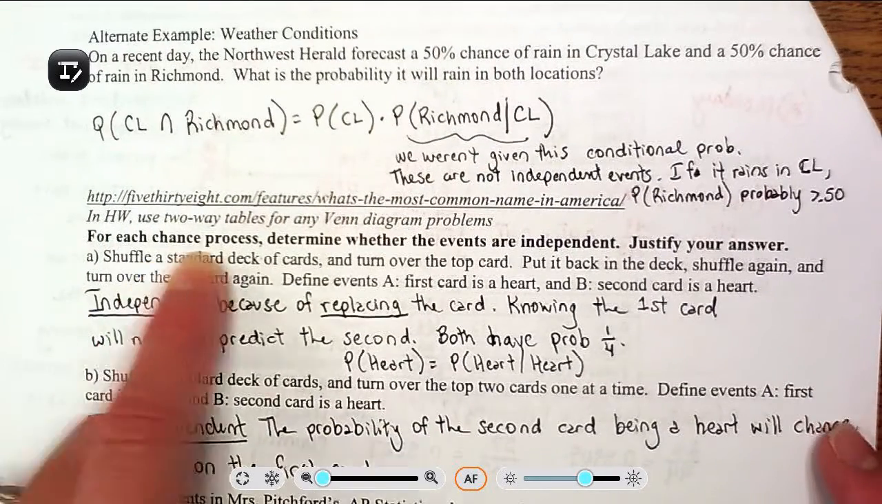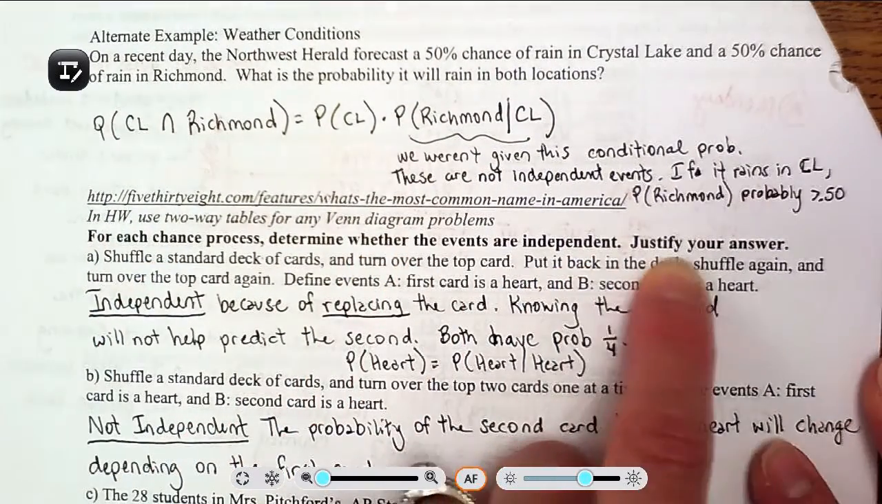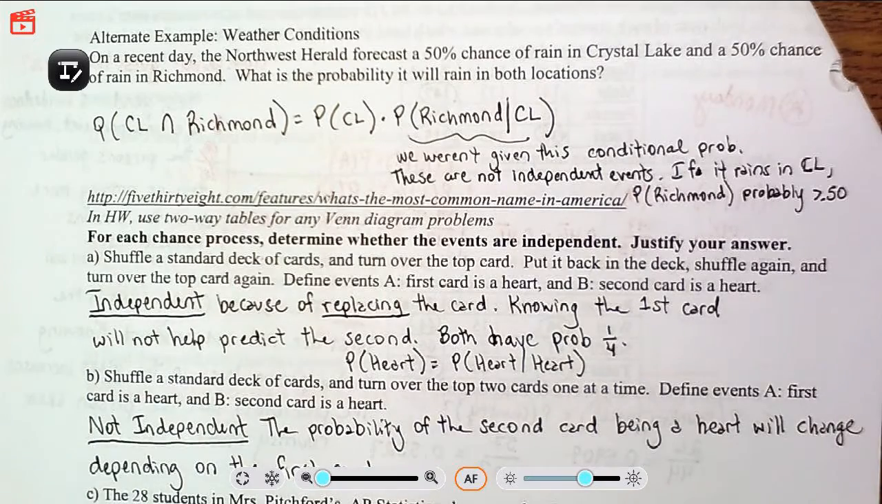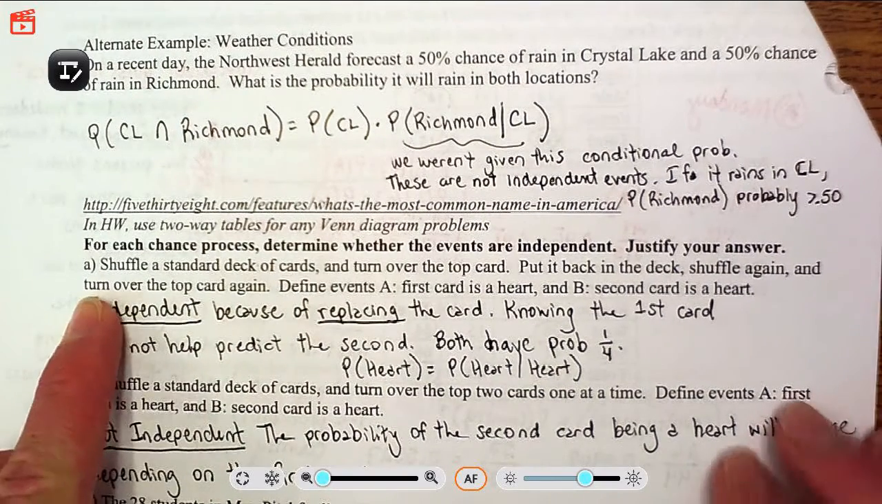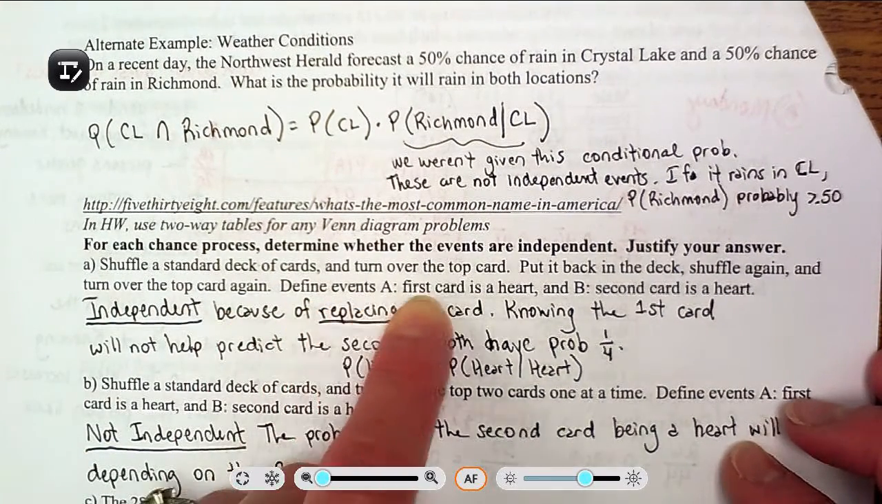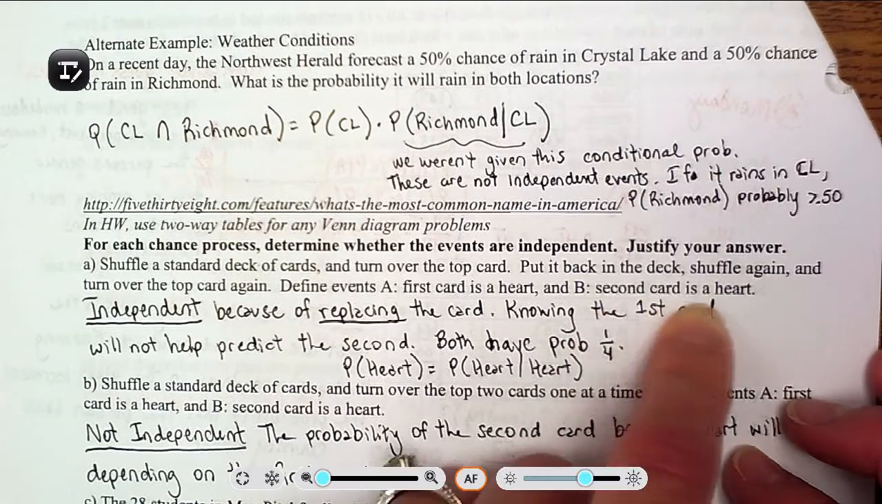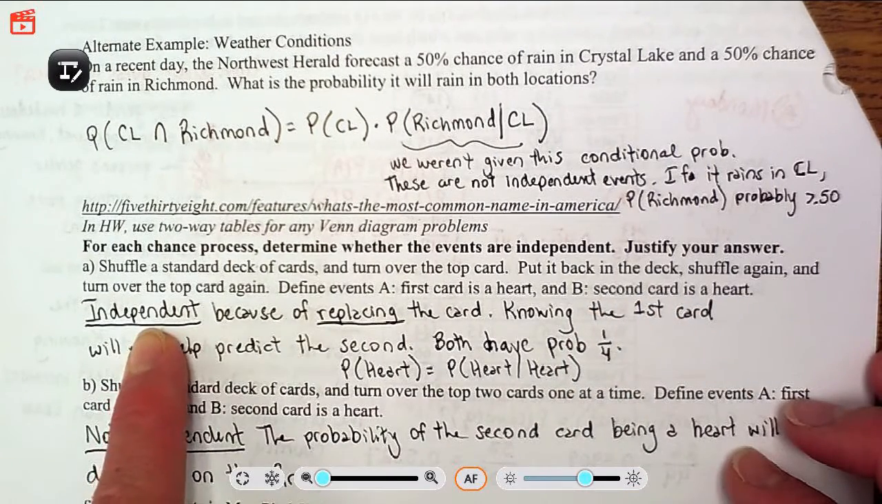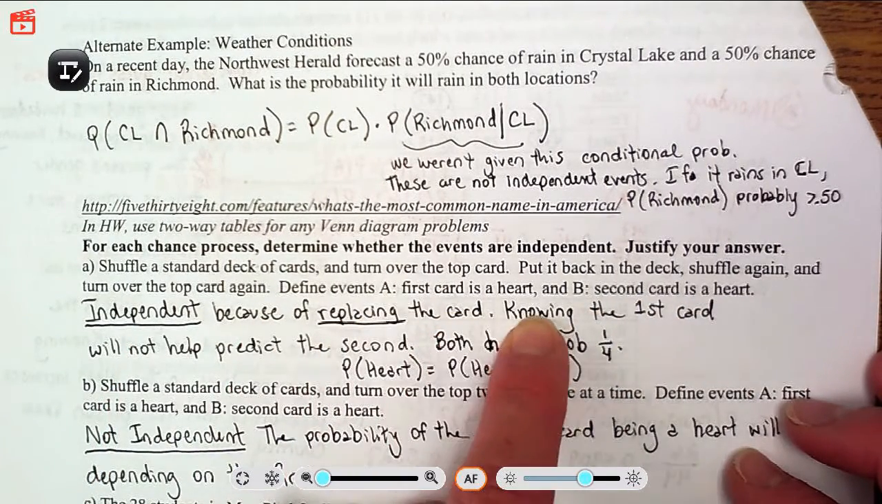Okay. For each chance process, determine whether the events are independent and justify your answer. Shuffle a standard deck of cards, then turn over the top card. Put it back in the deck and shuffle again, and turn over the top card again. Define events A, the top card is a heart, and B, the second card is a heart. These are independent events because of replacing the card.